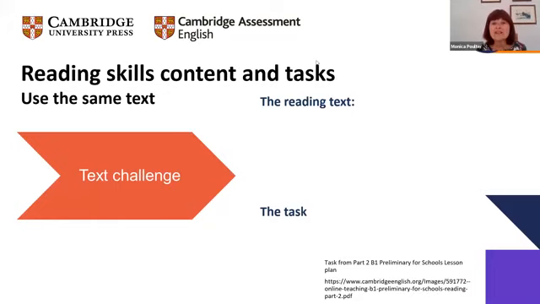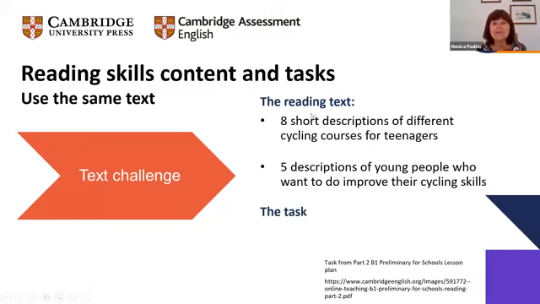So you've got a reading task, and your task is that there are 8 short descriptions of different cycling courses, and then you've got 5 descriptions of people who want to take a course. So for example, you might have a learner who's just got their new bike, has never ridden before, and they want a course on how to ride safely. And one of the descriptions is a beginner's course on learning how to cycle safely on the road. So that's your text, and then your task is to match the person to the course.